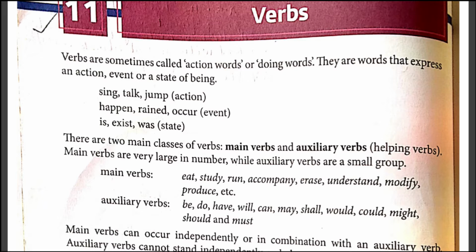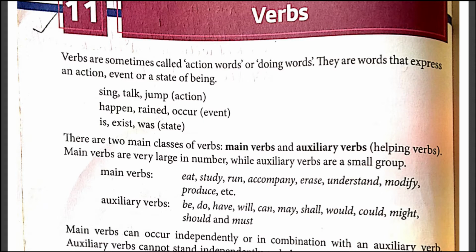There are two main classes of verbs. One is main verbs and the second is auxiliary verbs. They are also called helping verbs. Main verbs are very large in number, while auxiliary verbs are a small group. Main verbs, for example, are eat, study, run, accompany, erase, understand, modify, produced, etc.